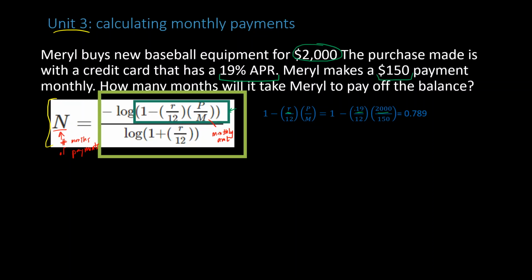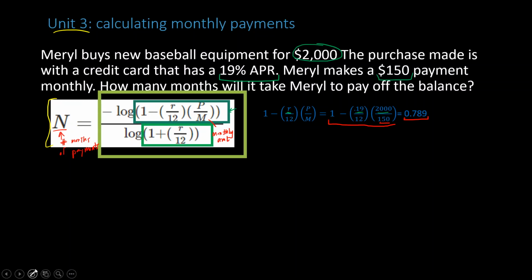So capital M is that monthly payment amount, and they've said that it's a payment of $150, and that gets plugged in here. So again, R is the rate, the APR in decimal form. P is principal. M is monthly payment amount in dollars. So simplify all of this. 1 minus the quantity 0.19 divided by 12 multiplied by the quantity 2,000 over 150. I simplify it to 0.79. Great. Pause there. Keep going.